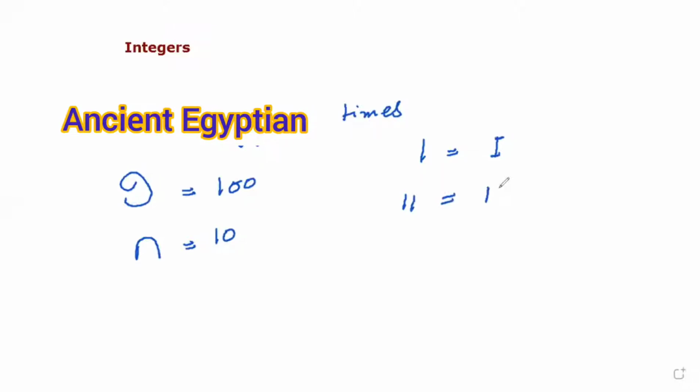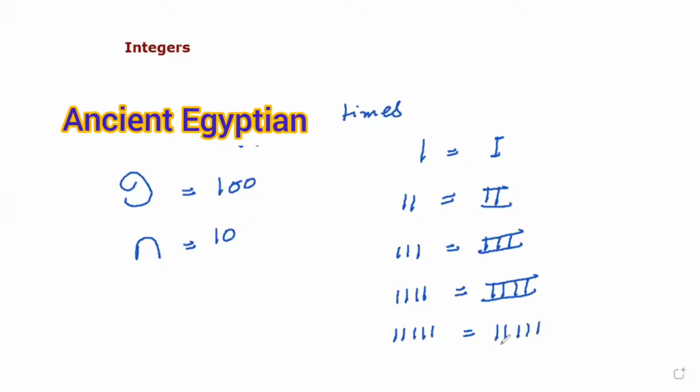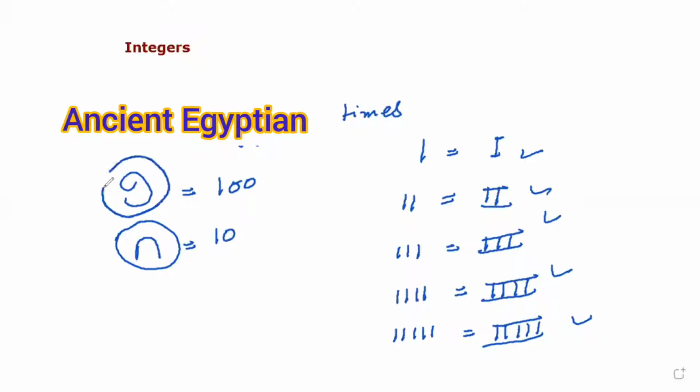To show 2 they used 2 bars like this. For 3, or to count 3 things, they used 3 bars. Same for 4, they used 4 bars, and for 5, they used 5 bars. So in this way, they started to count different things by using these bars. Then for 10, they use this symbol like an opposite U, and for 100, they use this symbol looking like 9.